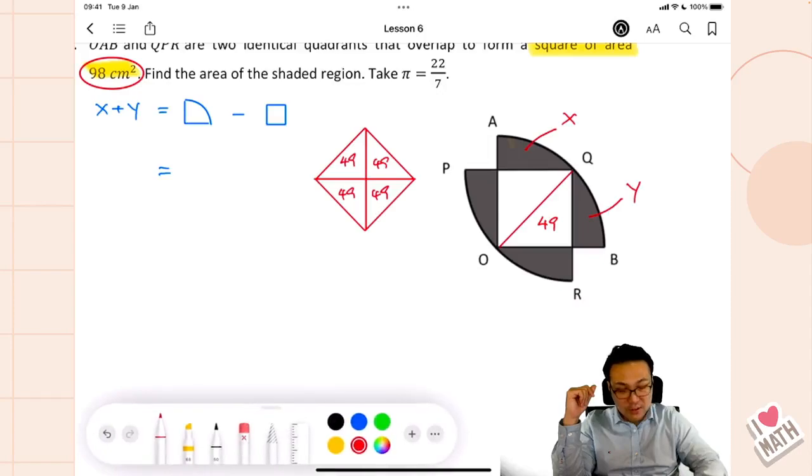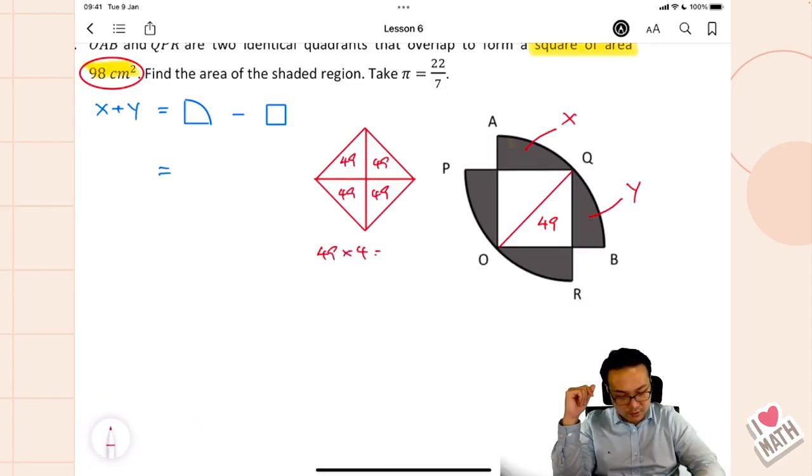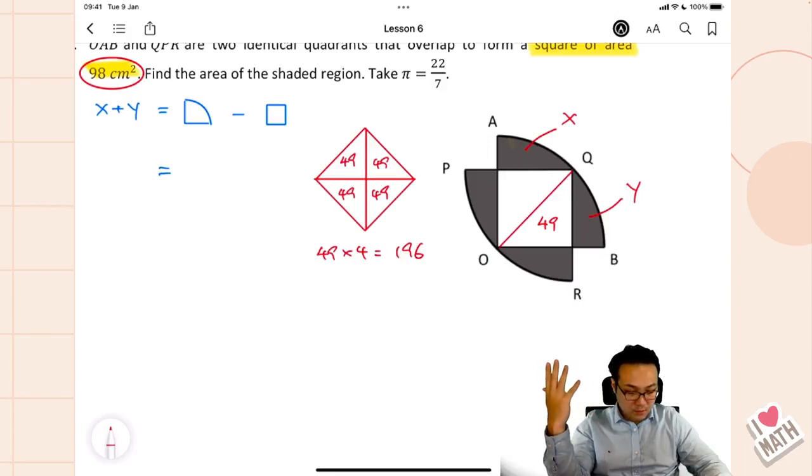So what is the area of this square? 49 times 4. 196. Okay? So 49 times 4, 196. The total area of this square is 196.